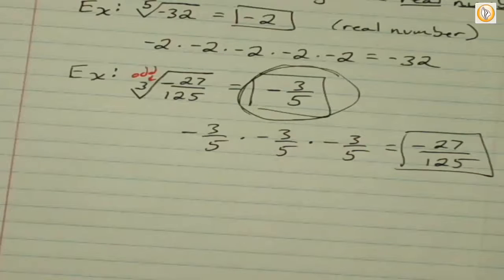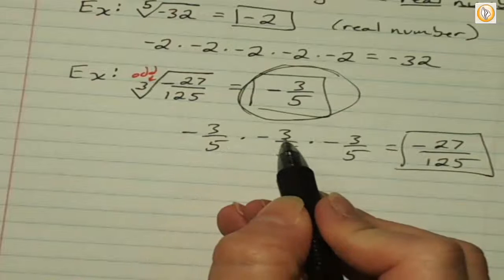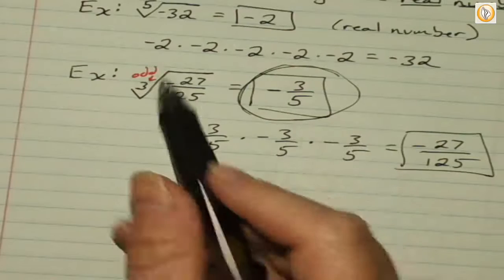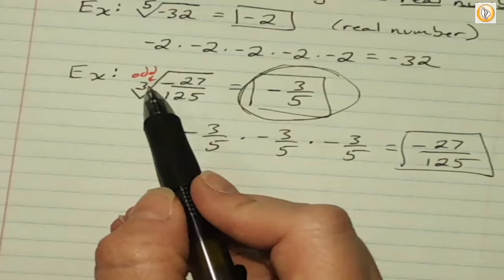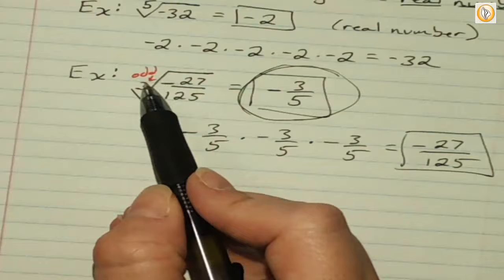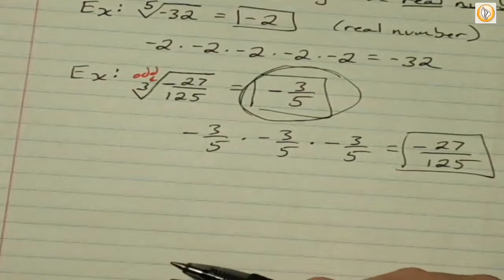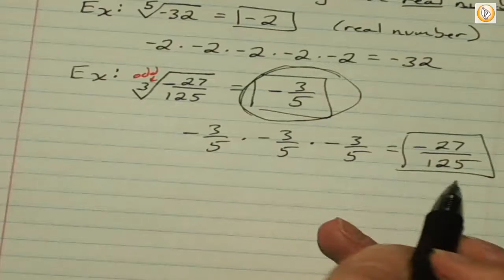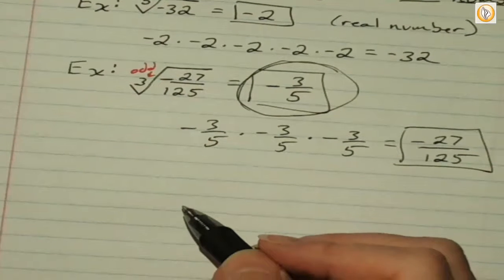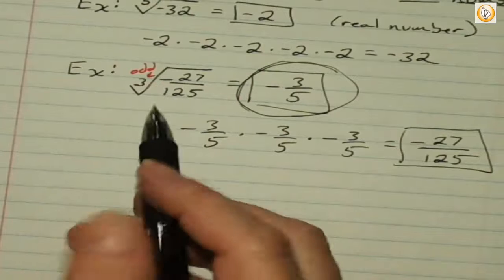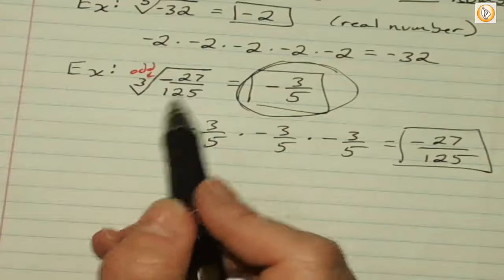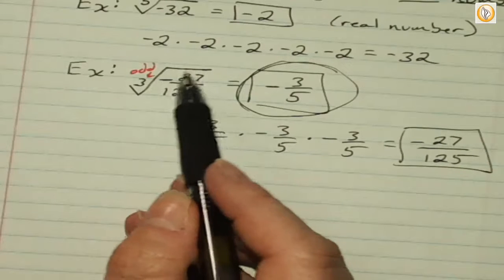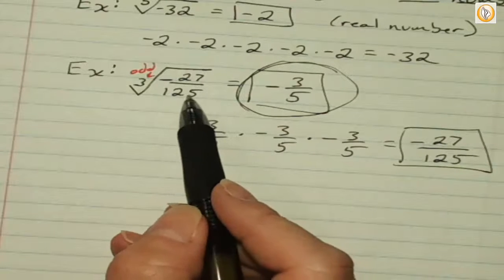3 times 3 is what? 9 times 3 is 27. So you're going by whatever the root is. What times itself 3 times? Just like 5 times 5 is 25, 25 times 5 is 125. So with the fractions, you're just kind of doing it twice. I would do the top and then you can find the bottom. Don't try to tackle this all together. Do the top first and then do the bottom one.